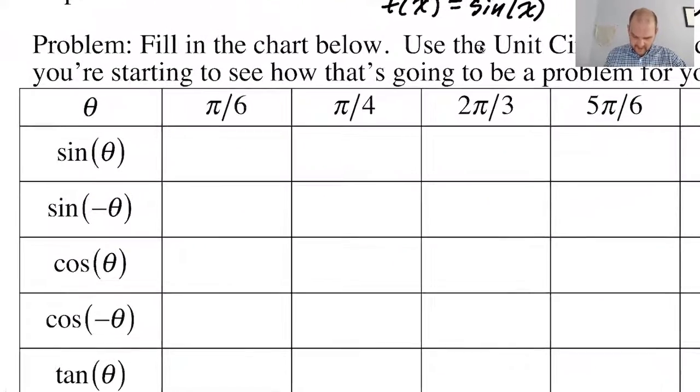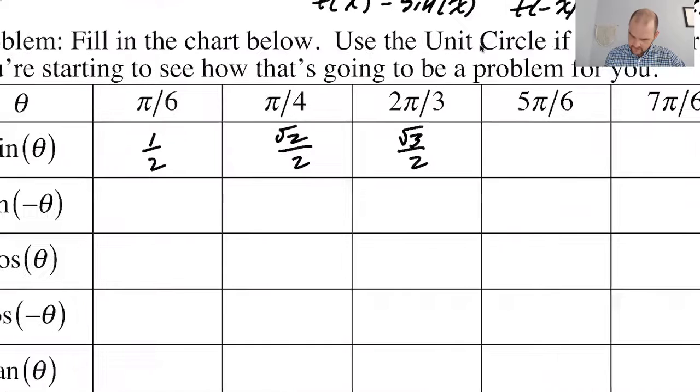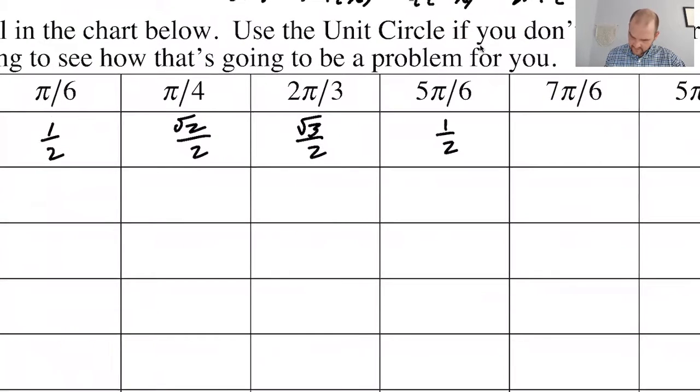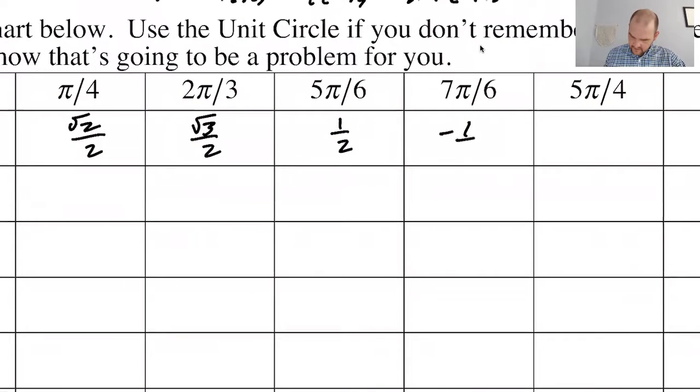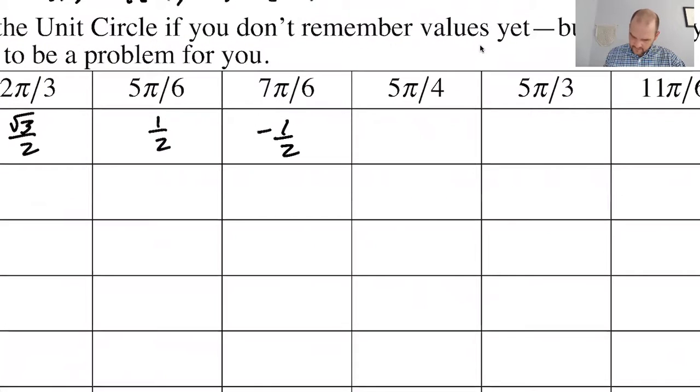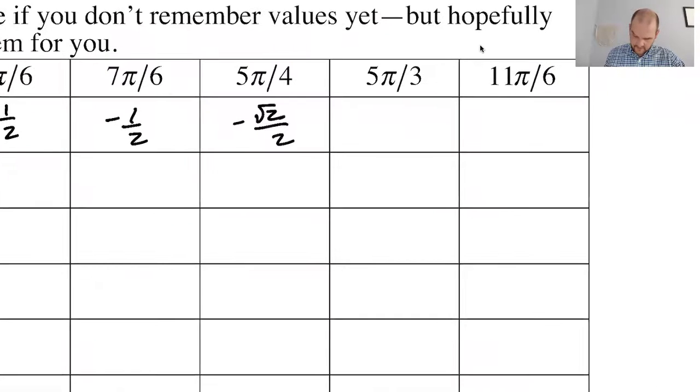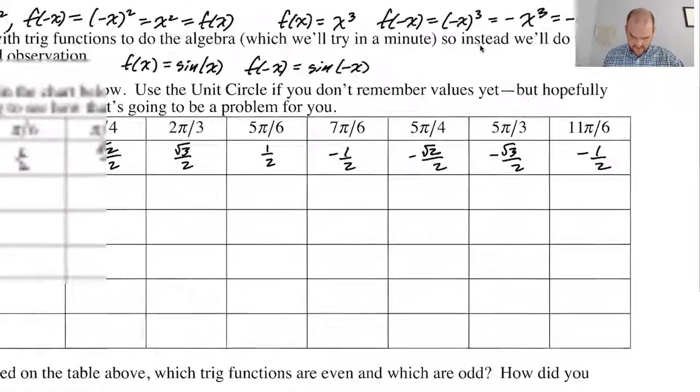So pi over 6 is going to be 1/2, root 2 over 2, root 3 over 2, 1/2 again, negative 1/2, negative root 2 over 2. We're doing sines all the way through here. Negative root 3 over 2, negative 1/2. So those are my sine values.